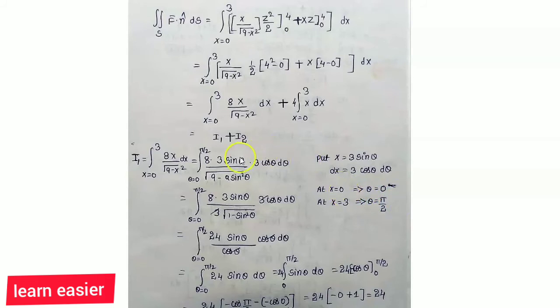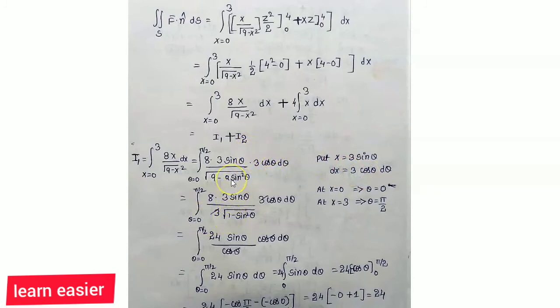So limits are from integral theta equal to 0 to pi by 2, and then 8 into, in the place of x we have to substitute 3 sine theta by square root of 9 minus x square. So in the place of x square we have to substitute 3 sine theta whole square, which is 3 square is 9, 9 sine square theta into dx. Dx is what? 3 cos theta d theta.